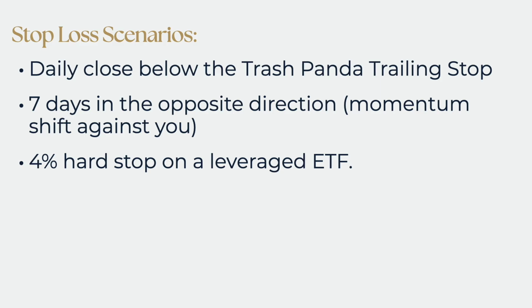Your second stop loss scenario is going to be 7 days below the 5 SMA. So if you close 7 days below the 5 SMA, now momentum has shifted in the other direction. And so because of that, you're going to want to go ahead and take your loss and exit. And then a final stop loss would be roughly about 4%. If you get to the point where you're at about a 4% loss on a leveraged ETF, that's also going to be an exit scenario for me, because if I know that my average win is going to be anywhere from 1 to like 8%, I want to make sure that I'm trying to keep as good of a risk reward ratio as possible.